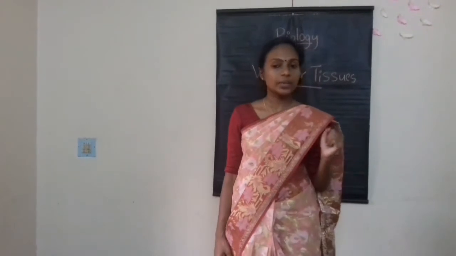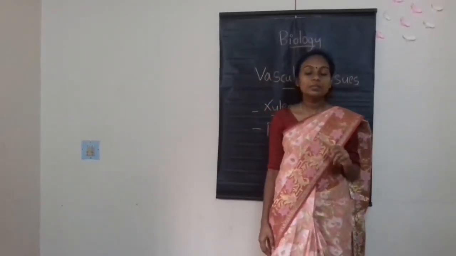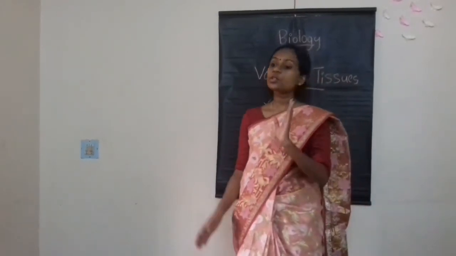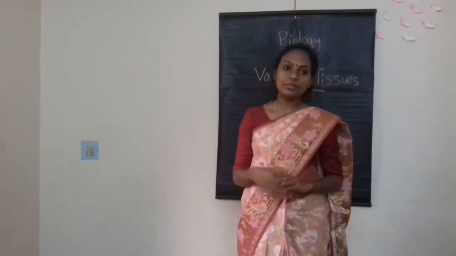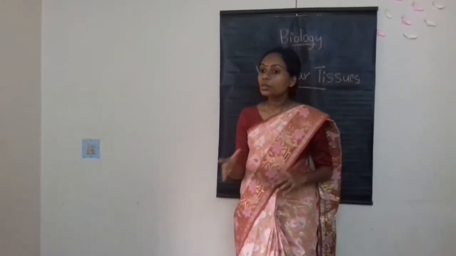Yes, say tracheids and vessels. Very good. Next, which are the parts of phloem? Sieve tubes and companion cells. Good. Okay, I hope you have understood about xylem and phloem. Now, can we move on to the second activity?